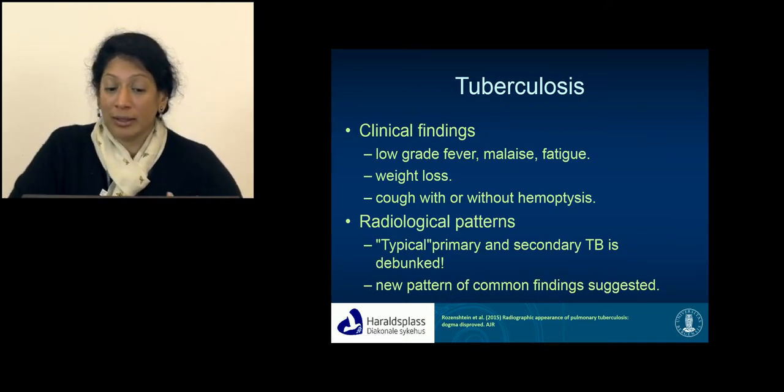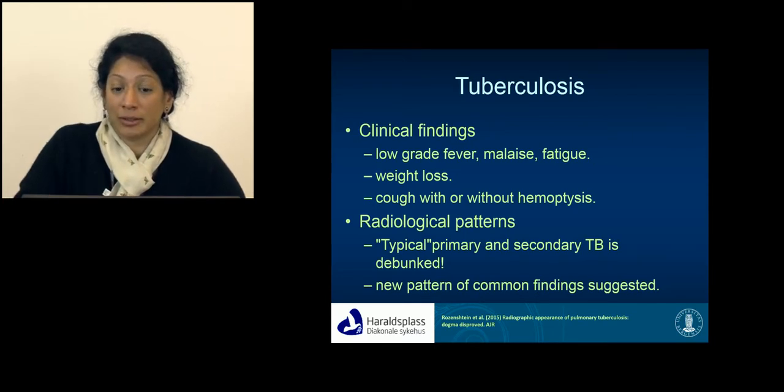So tuberculosis is again similar to pneumonia and septic emboli, but they have low-grade fever instead of high fever. They also have a lot of malaise and fatigue, and the new thing here is that they have weight loss, and you can have cough with or without hemoptysis. And there are described radiological patterns which are typical for primary and secondary TB, but that is debunked, and they have recommended that we use a new pattern to describe imaging findings in tuberculosis.